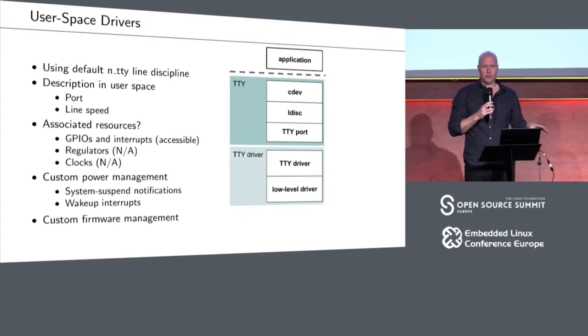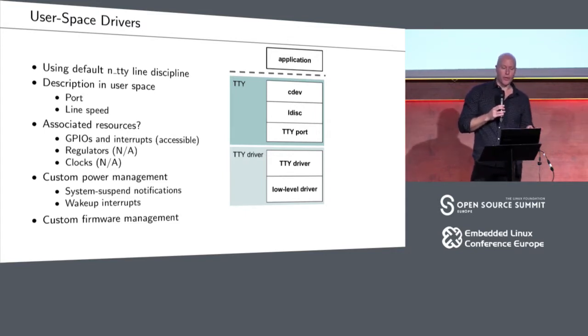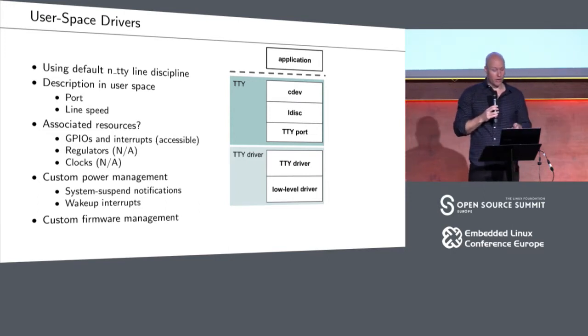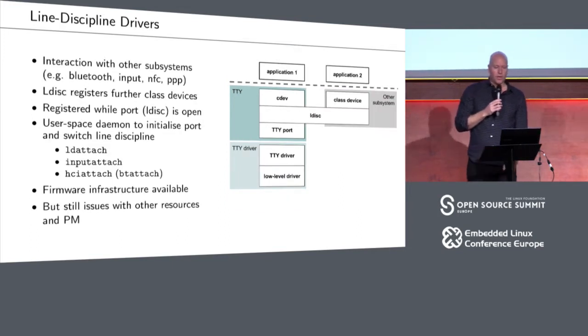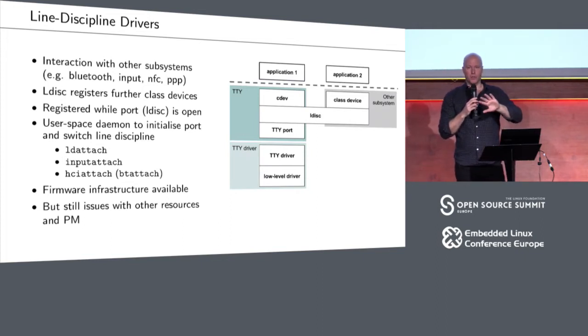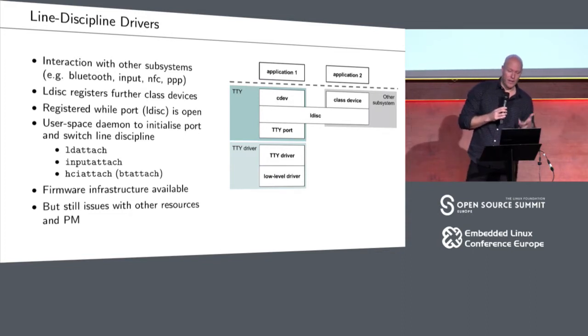Obviously, you cannot use the kernel's power management facilities. You need to implement your own. You need to deal with things like system suspend notifications, which arise from user space to start with. Wake-up interrupts are another issue, because you cannot specify an interrupt as a system wake-up interrupt through GPIO lib currently. And obviously, you cannot use the kernel's infrastructure for firmware management. So for those reasons, and also because you usually want to interact with other kernel subsystems, you need to have your driver living in kernel space. And that's where the line discipline drivers come in.